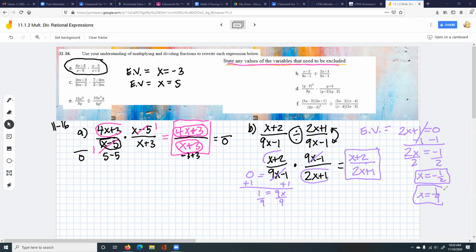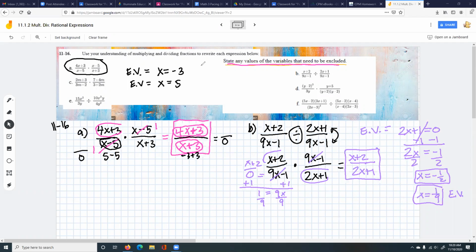So there's 2 EVs, excluded values, right? -1/2 and 1/9. Because if I put 1/9 times 9, that's going to give me 1 minus 1, which is going to be 0. And we can't have 0. We can't have x plus 2 over 0. That would be problematic. So you want to figure out for the 2 values what your excluded values are.